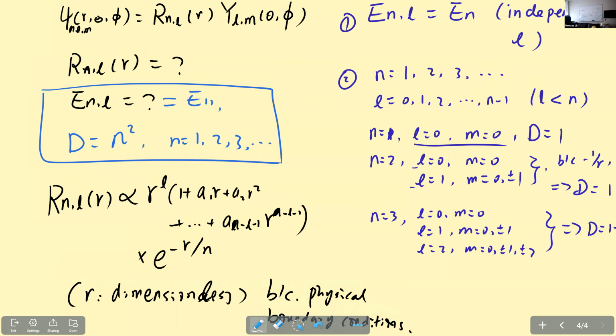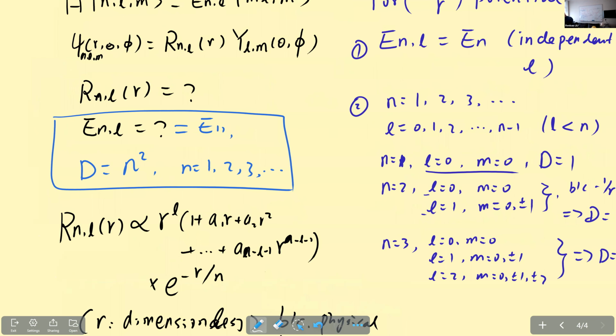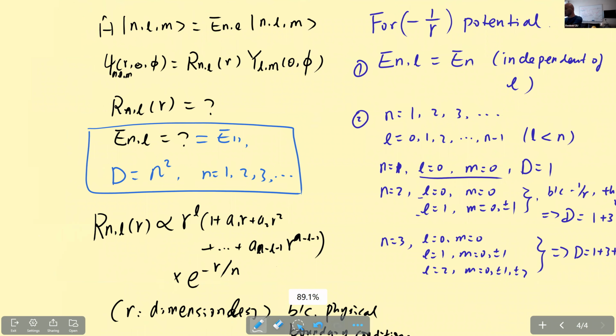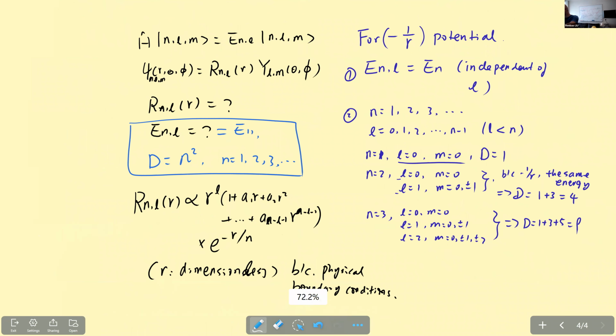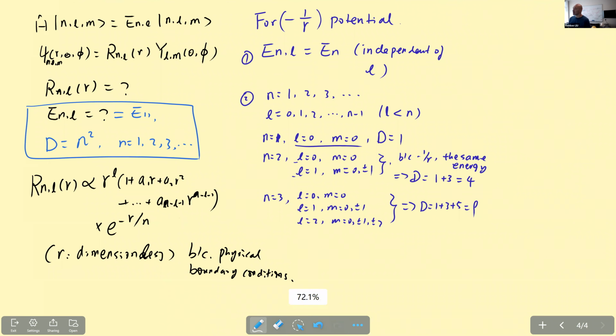Okay. We will discuss the features of this energy and states more, and also discuss a little bit how to derive this, how to prove this kind of result. Okay. But let's take a break at this point. Okay, and then we're going to discuss more details on the results.